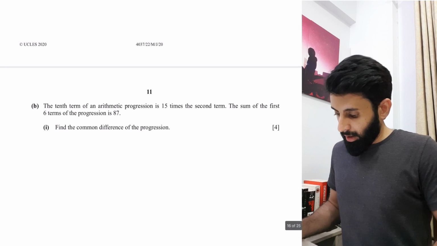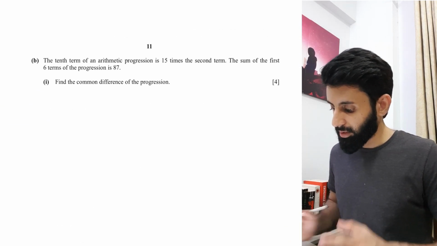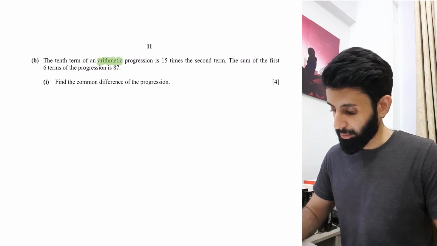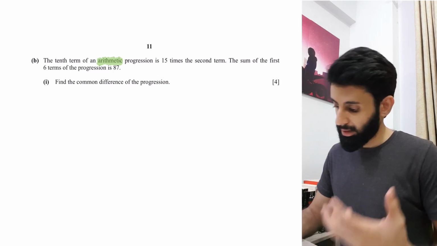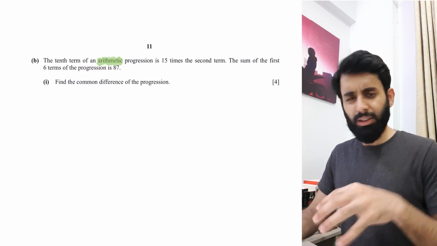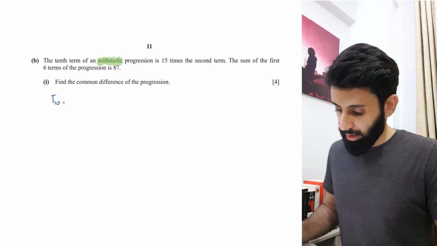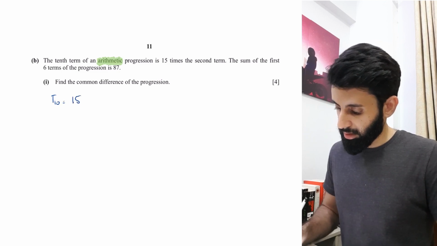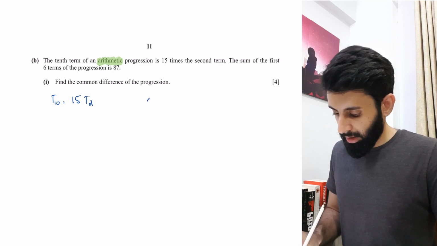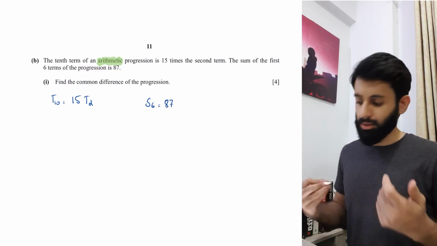Now this brings me to, in fact, no, wait, it's still the same question. So it says the 10th term. Now we're dealing with an arithmetic progression, the 10th term of an arithmetic progression is 15 times the second term. The sum of the first 6 terms of the progression is 87. Find the common difference of the progression. So again, very similar to the first question that we did. So you're given the 10th term, that means T10, and it is equal to 15 times the second term, so 15 times T2. So this is probably going to give me the first equation, and then it tells me that the sum of the first 6 terms of the progression is 87, so S6 equals 87.